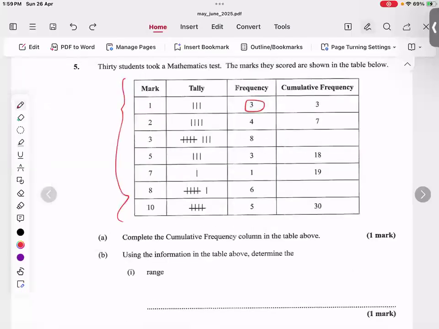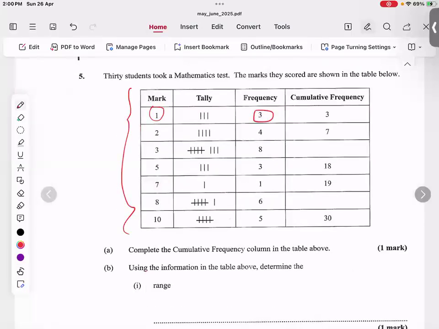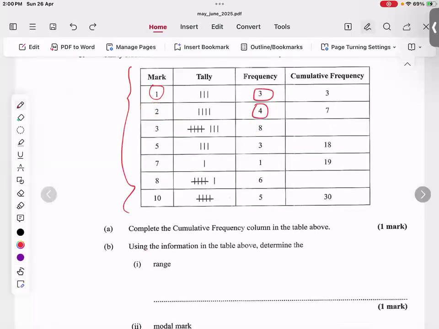So what this means is that 3 persons scored 1, 4 persons scored 2, 8 persons scored 3, and you get the idea, right? So this column represents the frequency of how often that particular score was recorded.